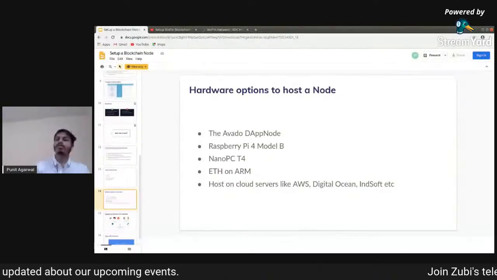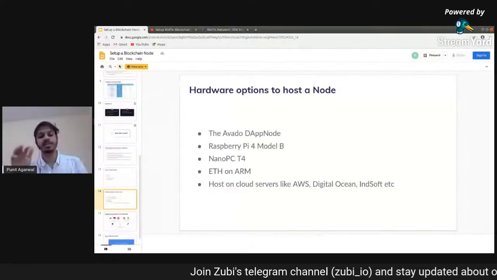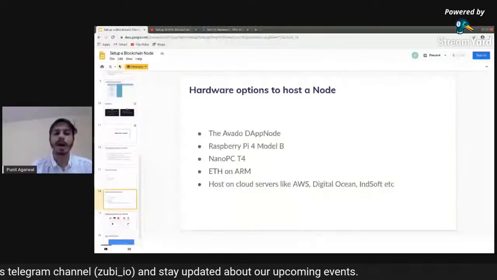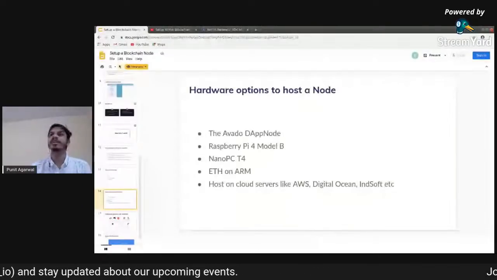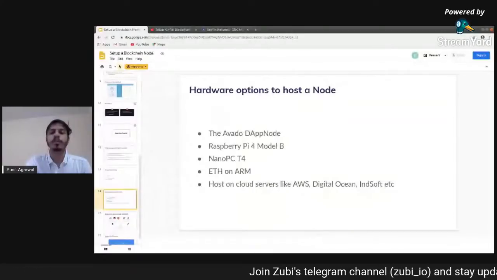Otherwise, you can also host it on clouds. You can have your virtual private servers, which is VPS, or you can get a server from Amazon Web Services or DigitalOcean or any other providers who are offering servers.